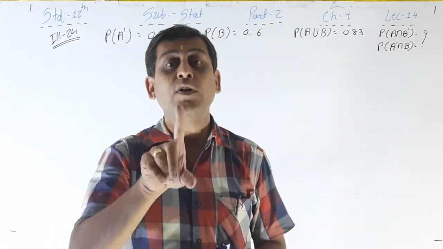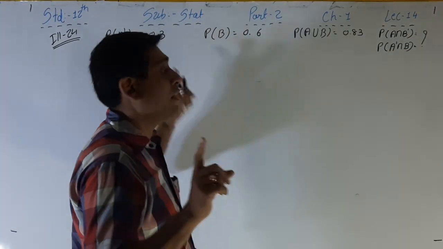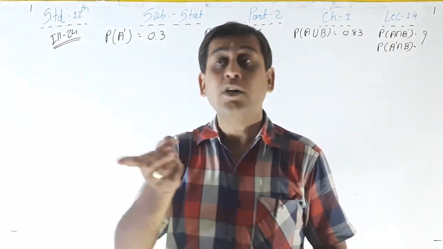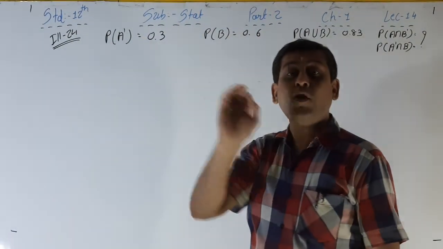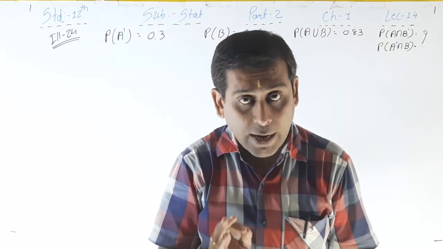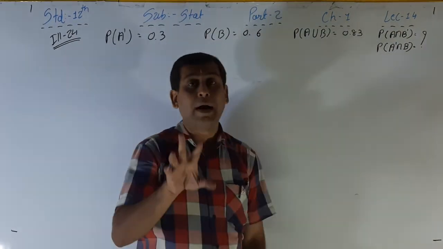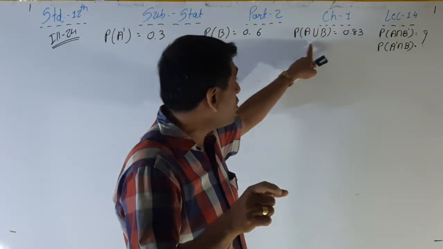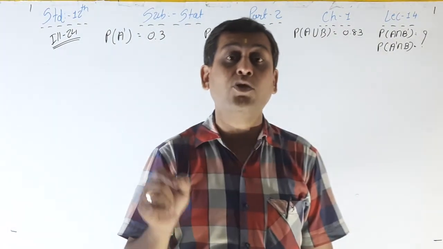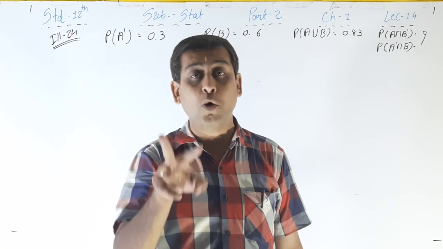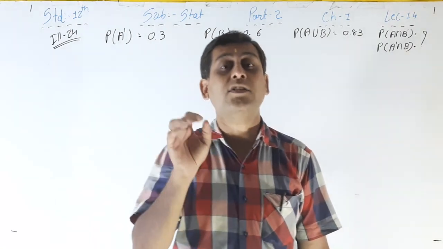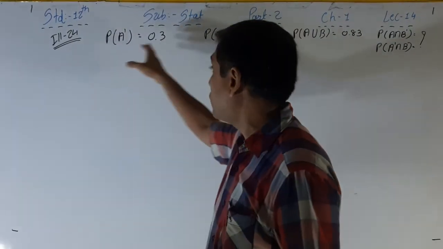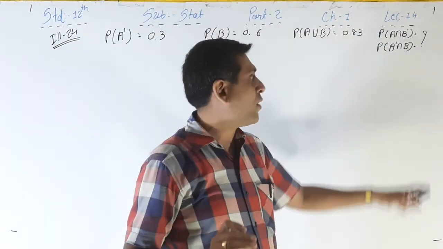For that we want P of A. The value given in the question is P of A dash, not P of A. So on the basis of this we first have to find out P of A, and also P of A intersection B. P of A union B is given, but A intersection B is not given. We have to find out both, P of A as well as P of A intersection B, on the basis of these three pieces of information, and then we can find out these two.